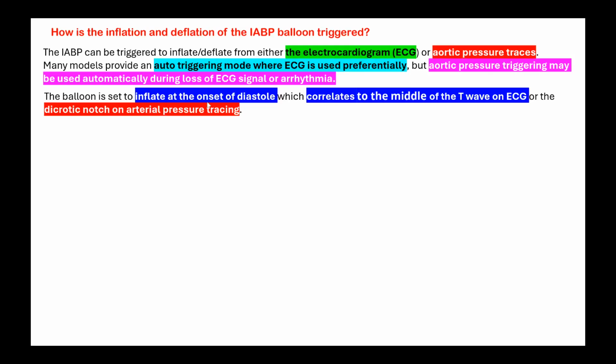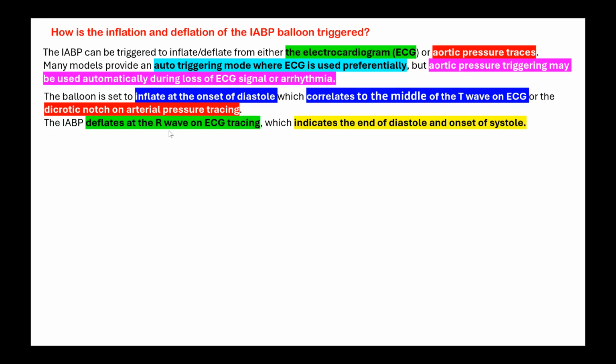And the balloon is said to inflate at the onset of diastole, correlating to the middle of the T wave of the ECG or the dicrotic notch in the arterial pulse tracing. These are the two indicators for the balloon to get inflated during diastole. And it deflates at the R wave on the ECG tracing, which indicates the end of diastole and onset of systole. What is augmentation ratio and why is it important?